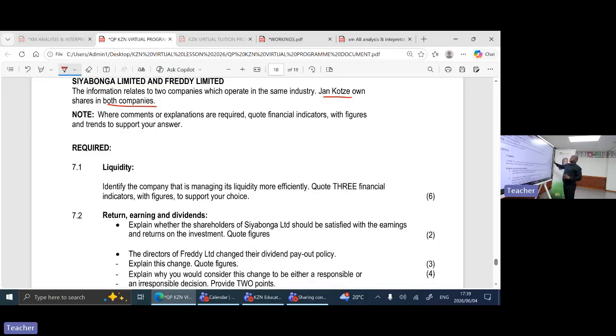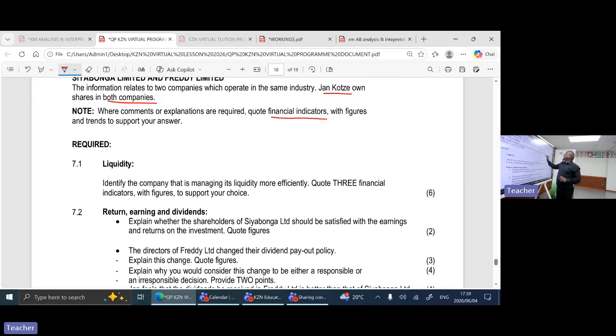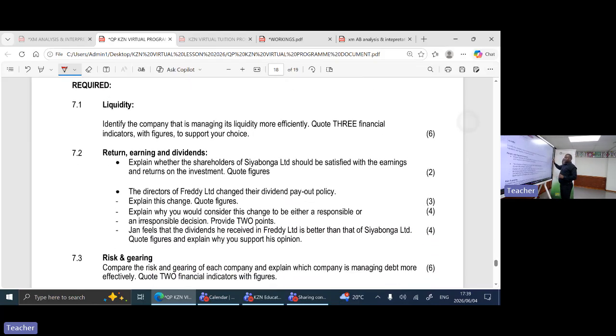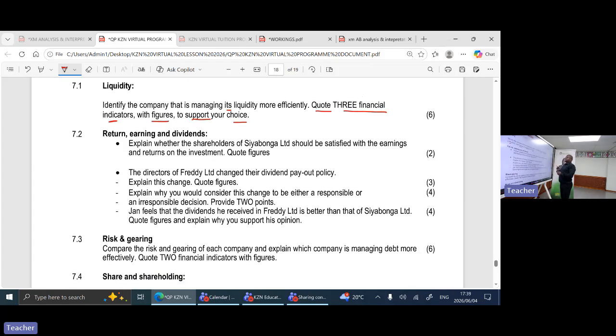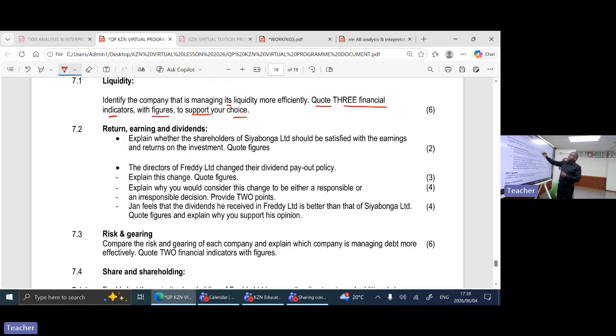All right, where comments and explanations are required, you must quote financial indicators with figures and trends to support your answer. Okay, 7.1, liquidity. Identify the company that is managing its liquidity more efficiently. Now we know that we have indicators under liquidity. Then it says quote 3 financial indicators with figures to support your choice.